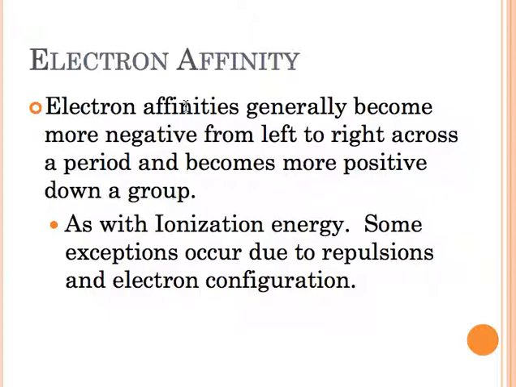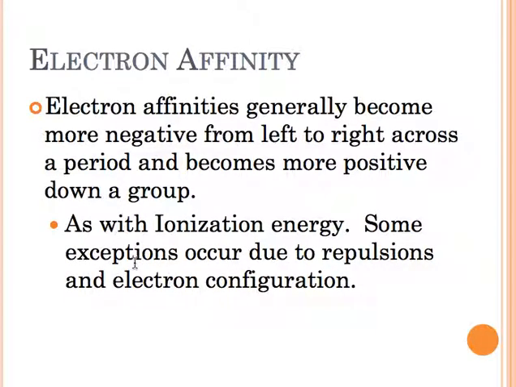The amount of energy being released is increasing from left to right. Going down a group, and again, thinking of electronegativity last year, electronegativity decreases going down a group. So as it goes down, it becomes more positive or less negative. Less energy is being released as we go down.